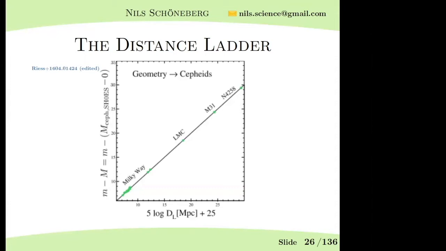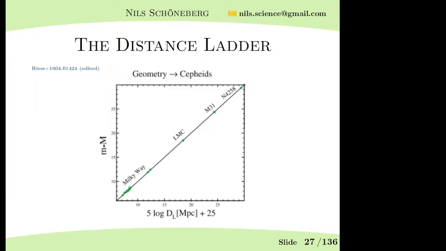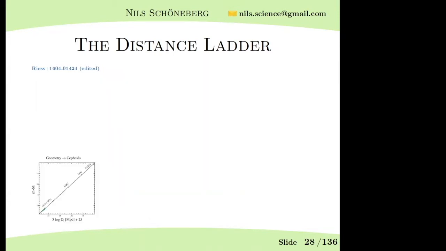Okay, so only if you choose this big M correctly do you get the straight line. So from the x position of these objects, you know that you have to adjust the height such that you get perfect agreement, meaning that you can calibrate. What is this? Well, it's the absolute magnitude of the Cepheids in your SH0ES sample. So this can be used to calibrate the absolute magnitude of the Cepheids.